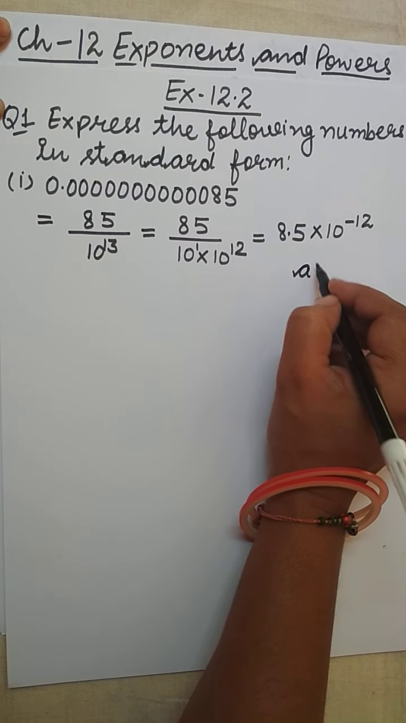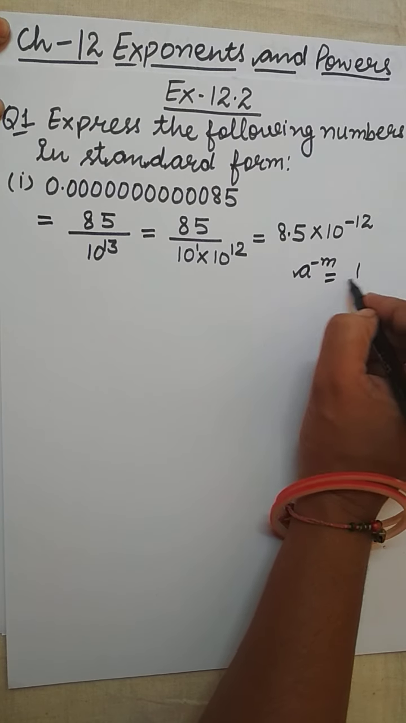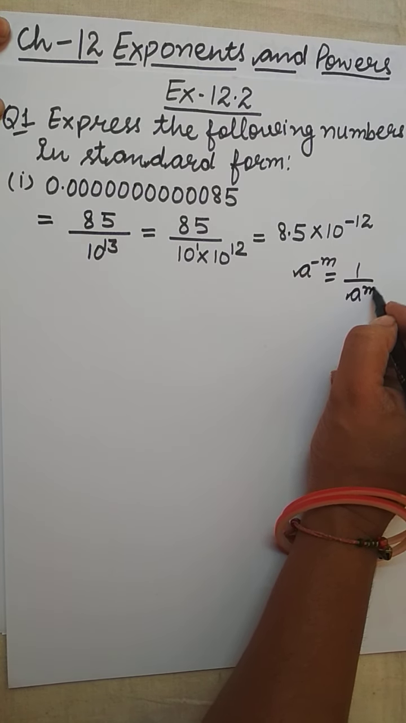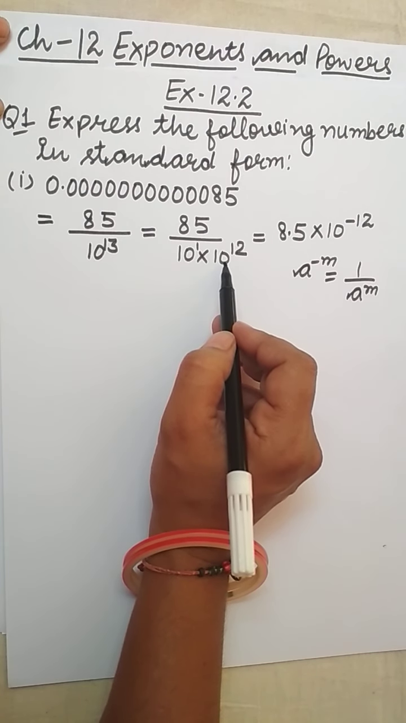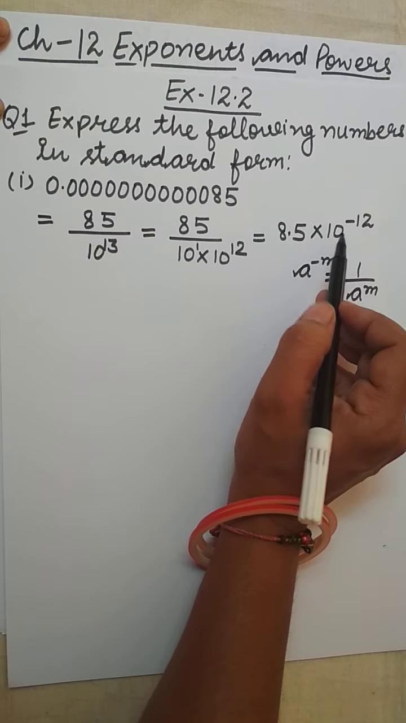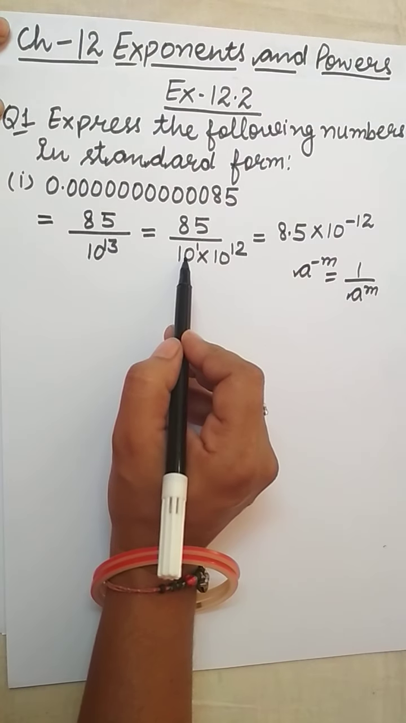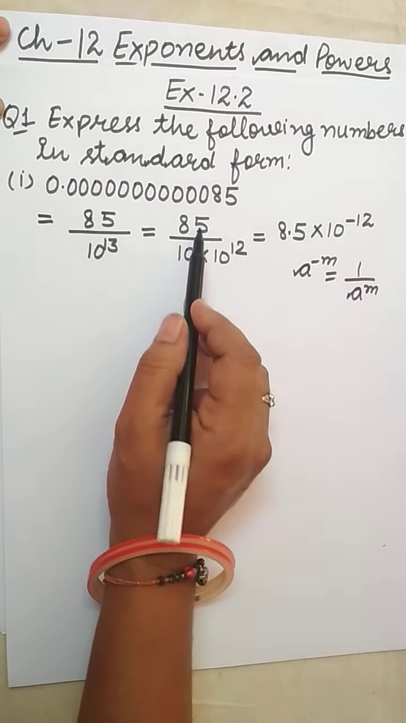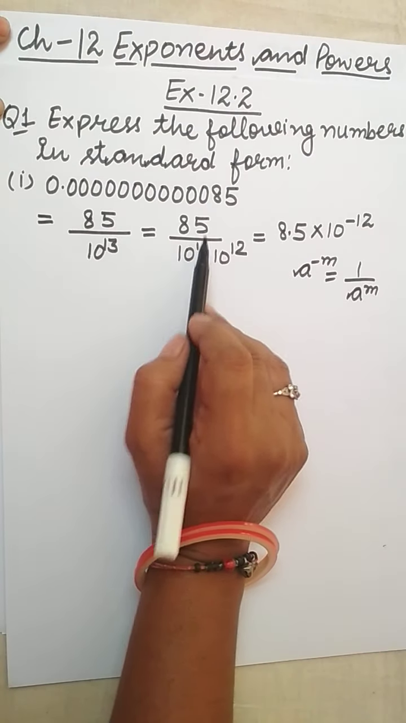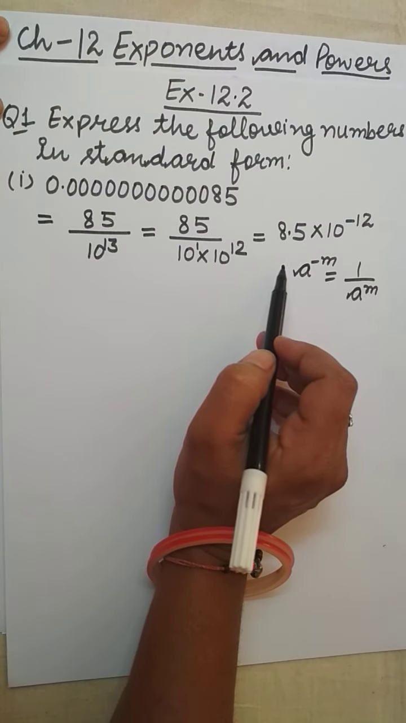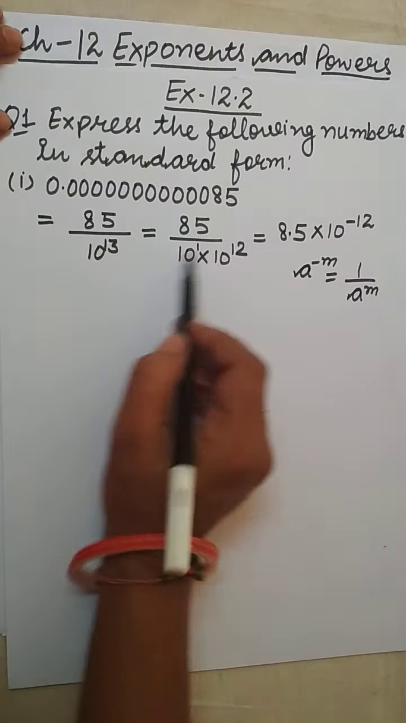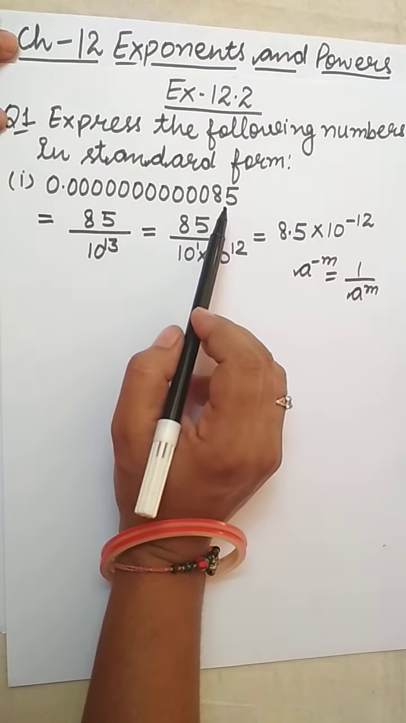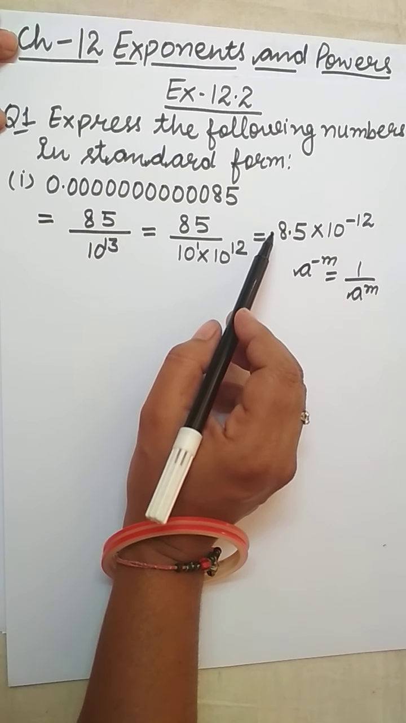as we know that a raised to power minus m can be written as 1 upon a raised to power m. So here the 10 raised to power 12 was positive in the denominator, so it becomes negative in the numerator, and 85 upon 10 can be written as 8.5 into 10 raised to power minus 12. This is one way of writing the given number in standard form.